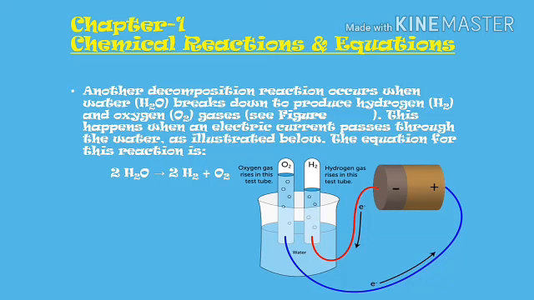Okay. Now another decomposition reaction occurs when water breaks down to produce hydrogen and oxygen gases. This happens when an electric current passes through the water, as illustrated below. The equation for this reaction is the same as we studied in the previous example. Here the apparatus shown in the figure is filled with water and has a connection to a battery. When current passes through water, we obtain hydrogen and oxygen gases separately.